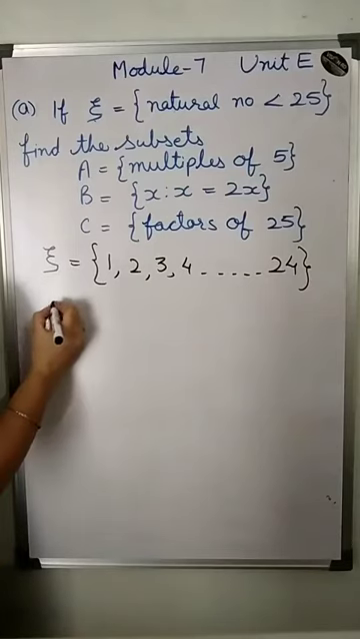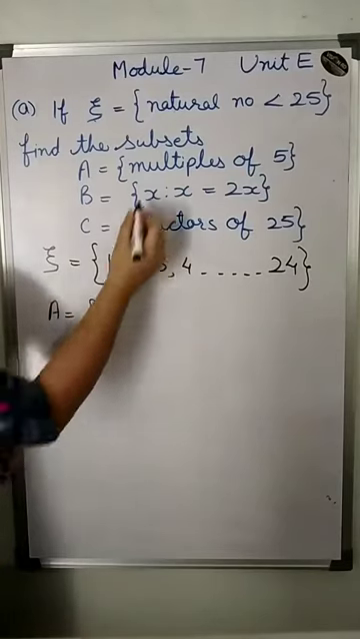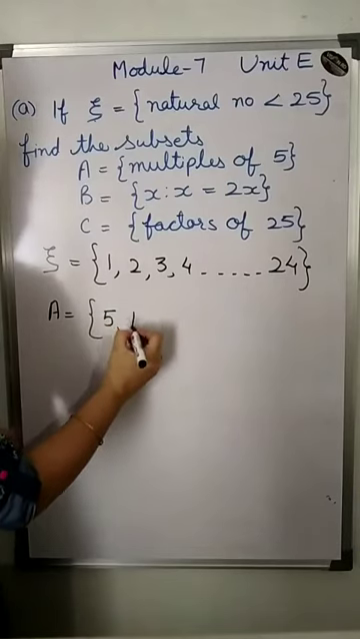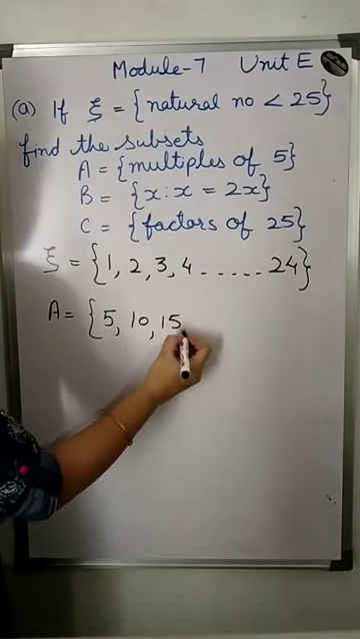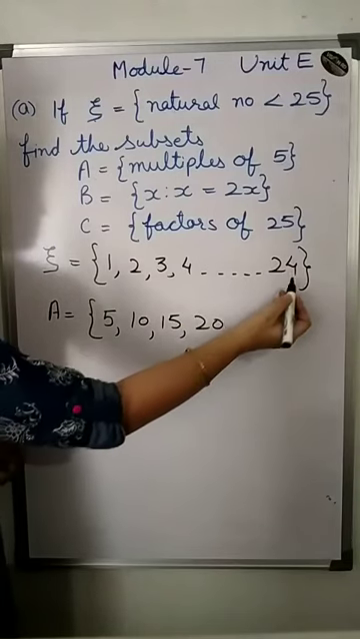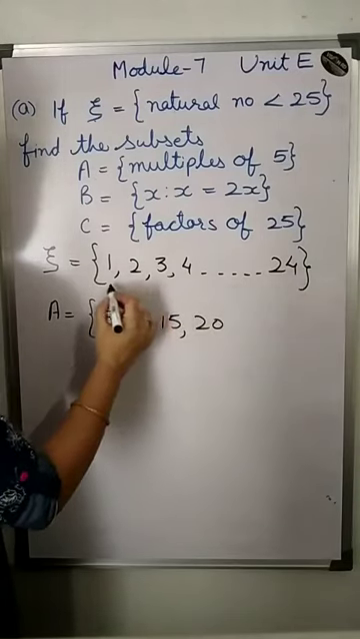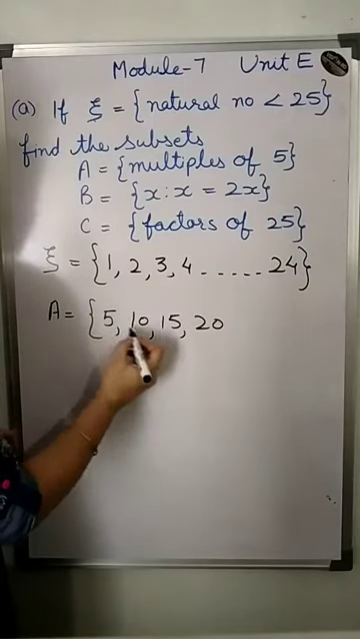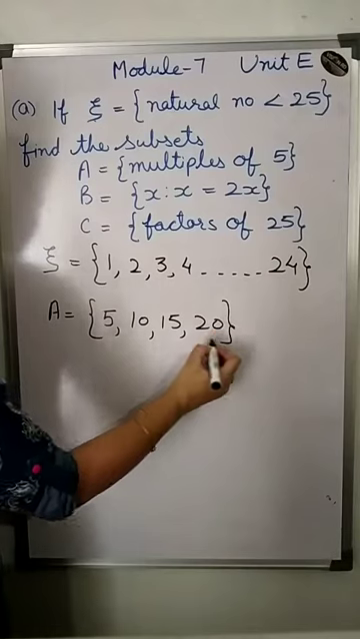Now the values of A. Multiples of 5 means 5, 10, 15, 20 and after that 25. But we have to find all the values of A from only these numbers. So this is 5, 10, 15, 20.